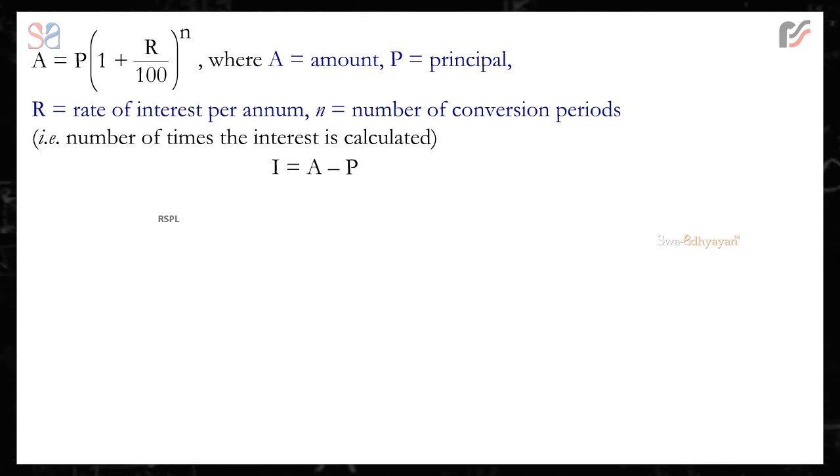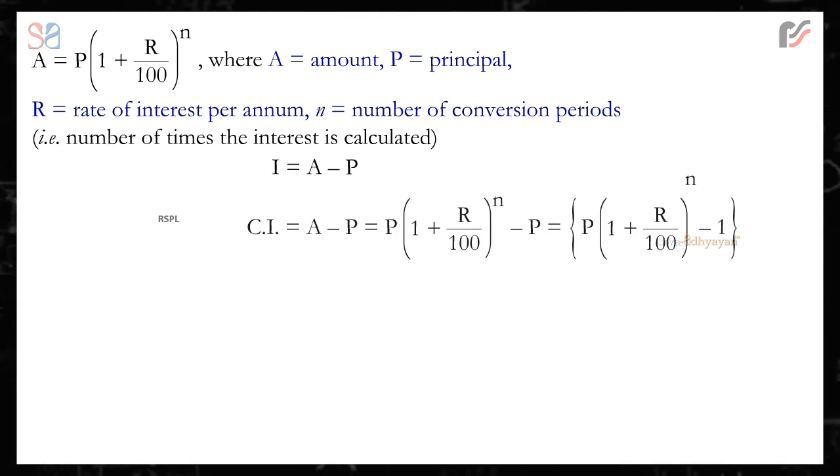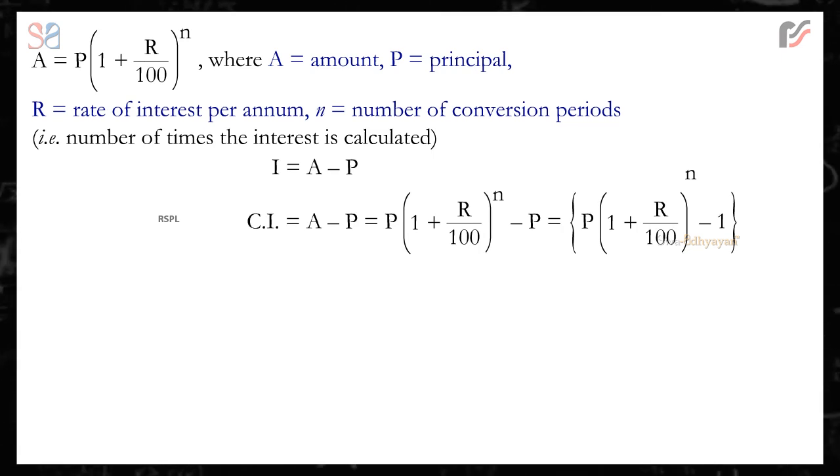Since I is equal to A minus P, so CI is equal to A minus P is equal to P into, in the brackets, 1 plus R upon 100, the whole raised to the power n minus P is equal to, in the curly brackets, P into, in the brackets, 1 plus R upon 100, the whole raised to the power n minus 1, curly brackets closed.